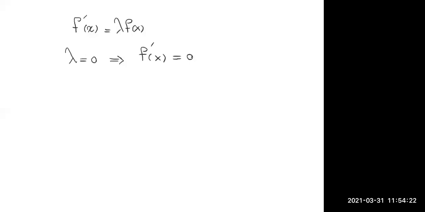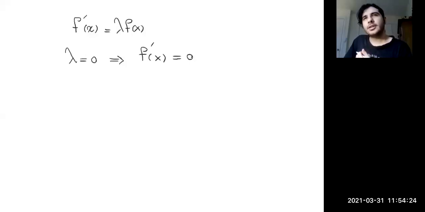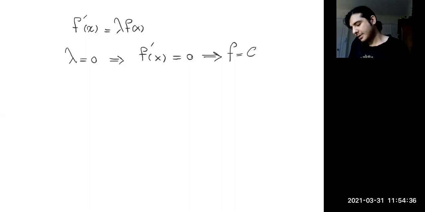So let's consider first this maybe more trivial case that f prime of x is 0. What does it say about f? What are the functions satisfying this property? Well, just the constant ones, right? Constants.